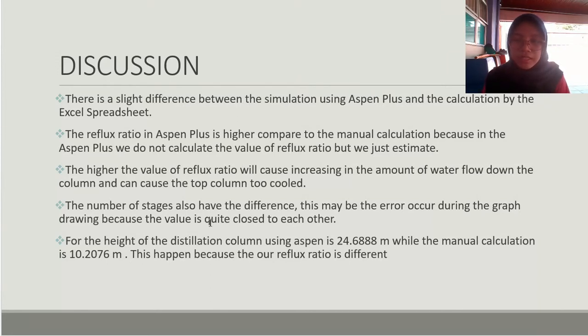The number of stages is different. It may occur because in the manual calculation the height of the distillation column is slightly different, since the height of the column uses the reflux ratio. The reflux ratio for manual and Aspen has a huge difference. So this is our discussion in unit operation for the distillation column.